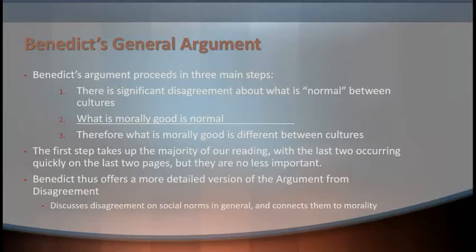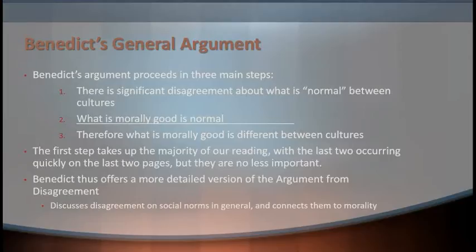Now, Benedict's argument proceeds in three main steps. 1. There is significant disagreement about what is normal between cultures. 2. What is morally good is normal. 3. Therefore, what is morally good is different between cultures. Now, this is moving rather quick, but we're going to go into the details here in a few minutes.